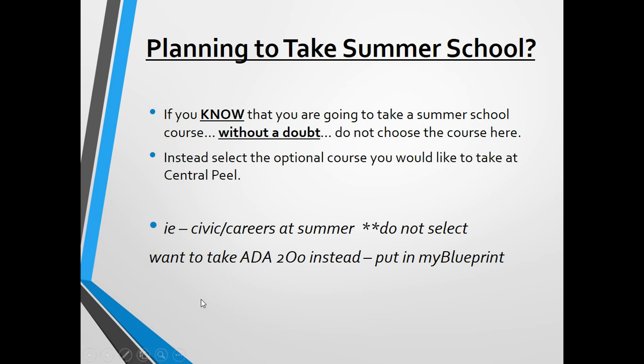So the example I cite here is you're going to take civics and careers at summer school, then do not select civics and careers here. And instead, this example is a student wants to take drama, they're going to put that course in its place. Keep in mind, if you put in civics and careers knowing you're going to take it in summer school, then you may not be able to get into the optional course that you really wanted. So try and plan as best you can now.